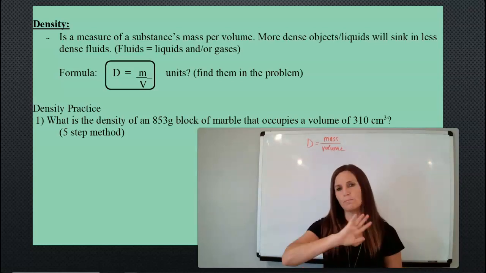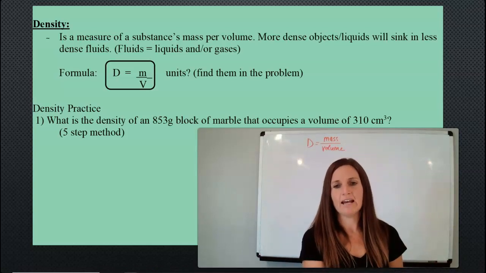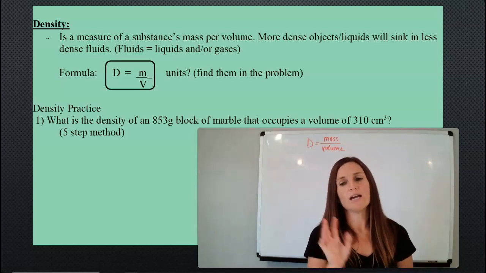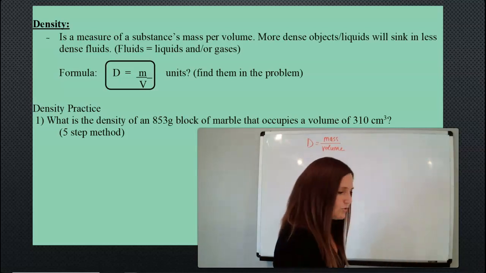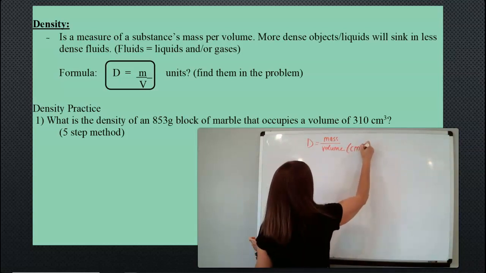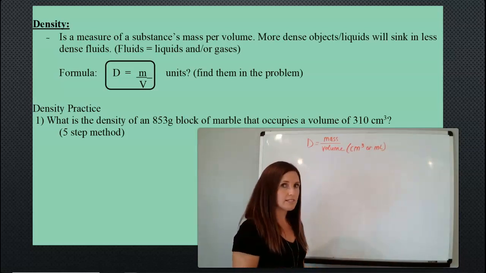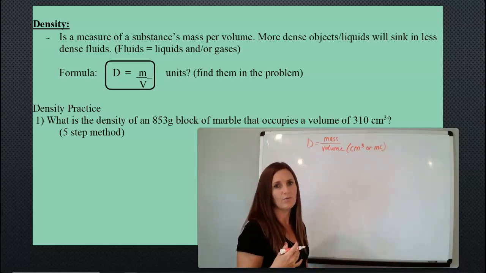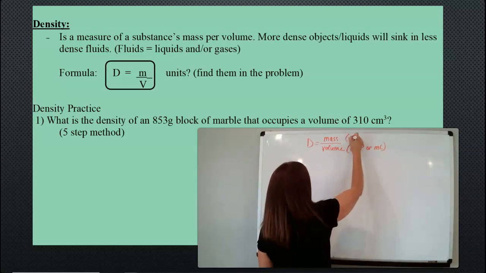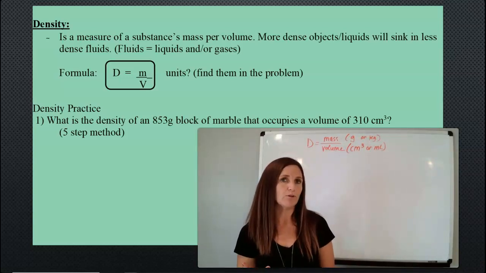We're going to start with just a plain old density problem. The problem asks, what is the density of an 853 gram block of marble that occupies a volume of 310 centimeters cubed? It's important to note that the units of volume can be centimeters cubed or milliliters, the standard ones you would see, although you could have liters. And mass is going to be in either grams or kilograms.